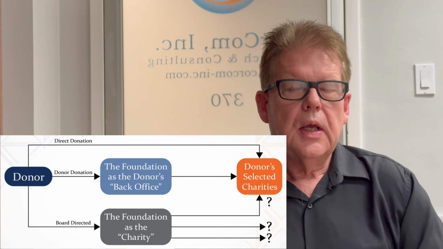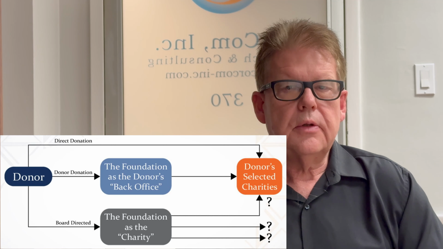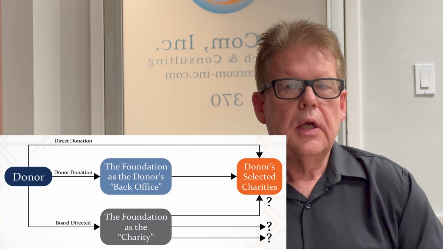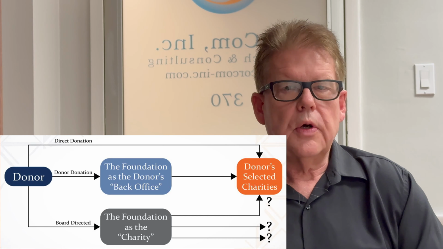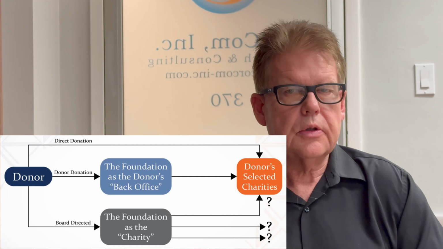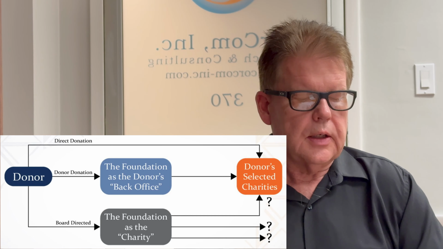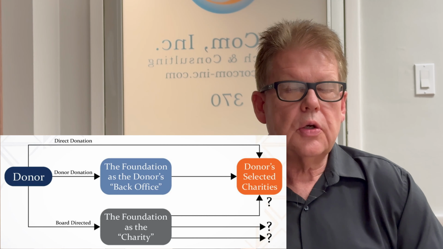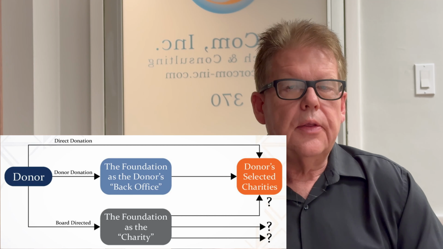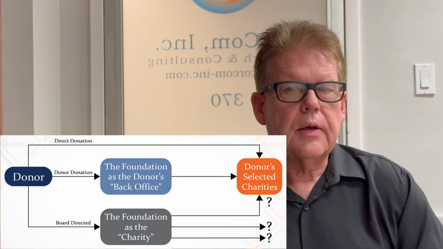Here's the model. And notice it has 3 levels. There's direct donation, which means you as a donor would give money exactly to the different charities that you wanted. You'd write one check or make one donation at a time. Then there's donor directed, where you'd write a check to the foundation, and then the foundation would write the individual checks for you to the different organizations, but you still control it. And then there's board directed. And what happened is now the foundation becomes the charity, and the board or the foundation decides where the money's going to go.